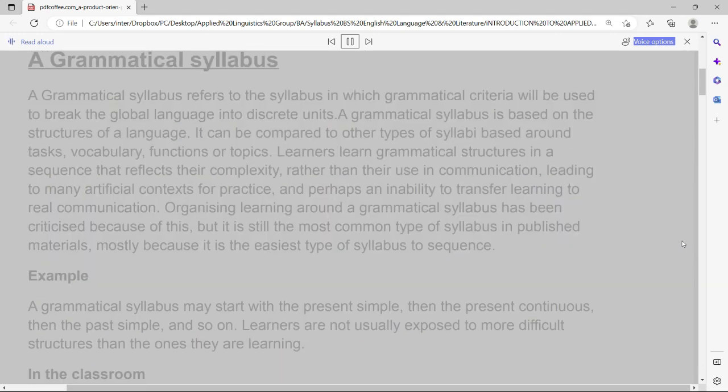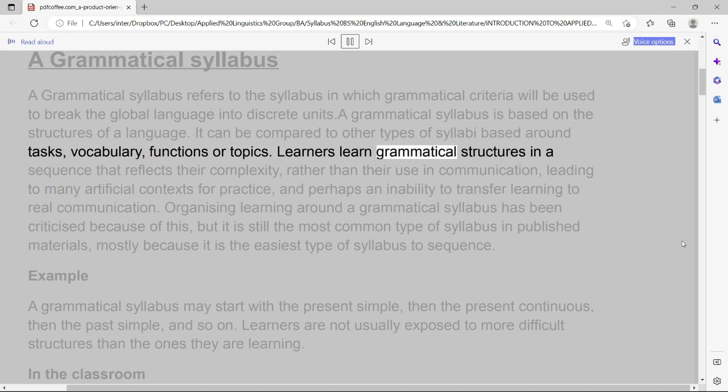A grammatical syllabus refers to the syllabus in which grammatical criteria will be used to break the global language into discrete units. A grammatical syllabus is based on the structures of a language. It can be compared to other types of syllabi based around tasks, vocabulary, functions, or topics.